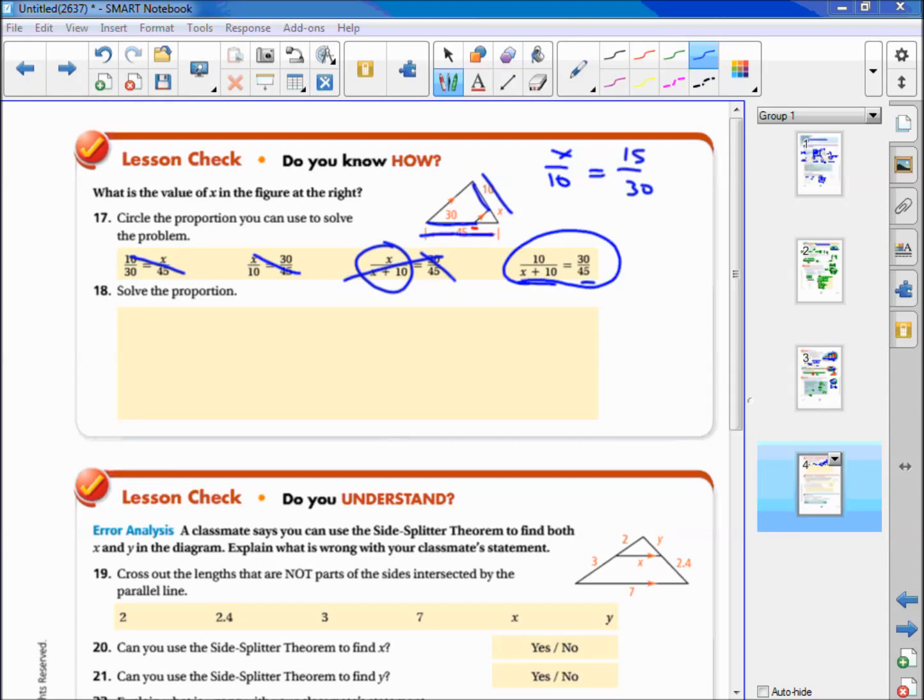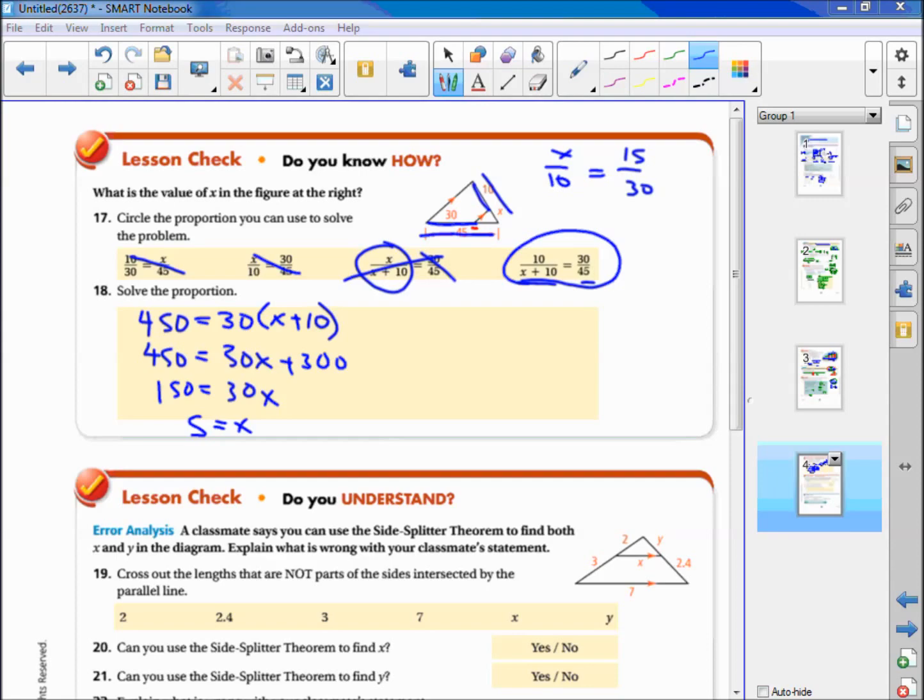Solve that proportion now. We're going to do our cross products here. 450 equals 30 times x plus 10. And then I'll do the distributive property and subtract 300 from both sides, so 150 equals 30x. And then when I divide by 30, 3 goes into 15 5 times. So x is going to be 5 long.